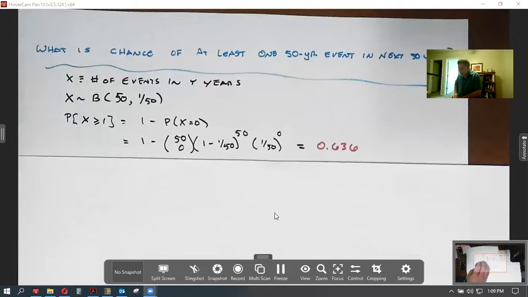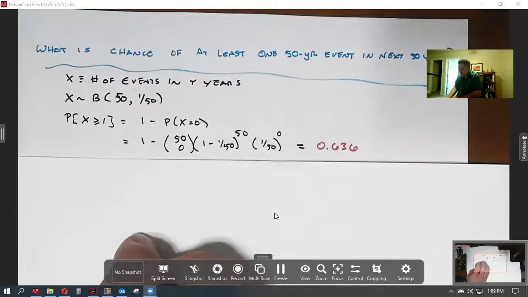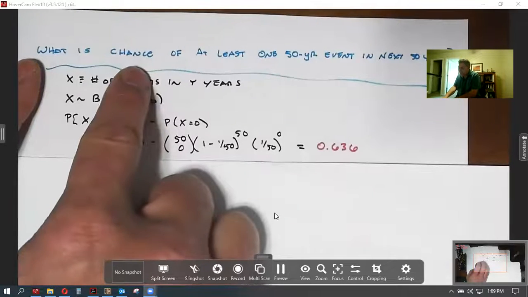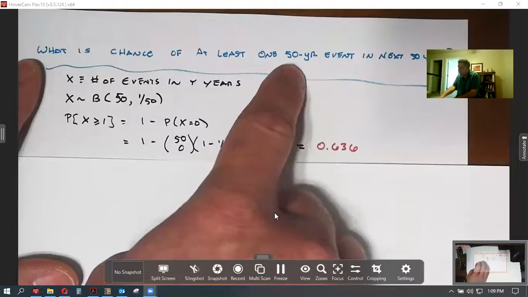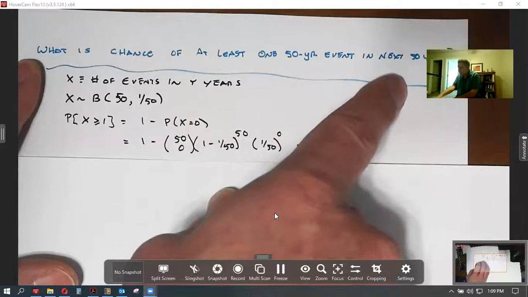All right, let's look at a few probability calculations applied to civil engineering. And that is this notion of recurrence intervals, these extreme or rare events. So let's try to calculate some things here. What is the chance of at least one 50-year event happening in the next 50 years?